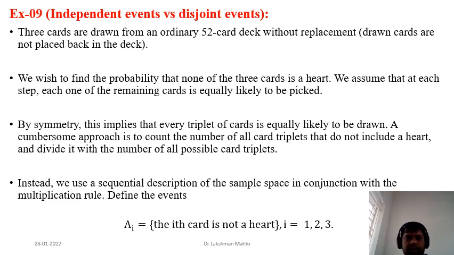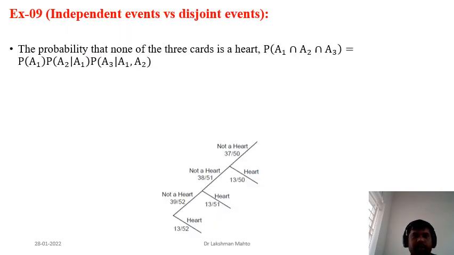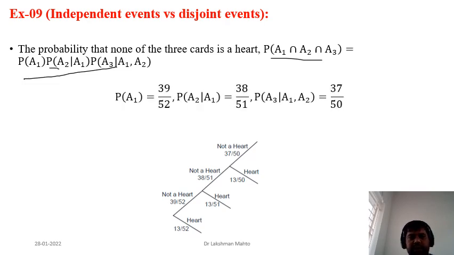Instead, we use a sequential description of this sample space in conjunction with the multiplication rule. Define the event Ai, saying that the ith card is not a heart. Here i is how many cards? Three cards we are drawing, so i will be 1, 2, 3. The probability that none of the three cards is a heart is just the probability of the intersection of A1, A2, A3, and this we can calculate easily. If you ask to find the conditional probability, this we can also calculate easily.